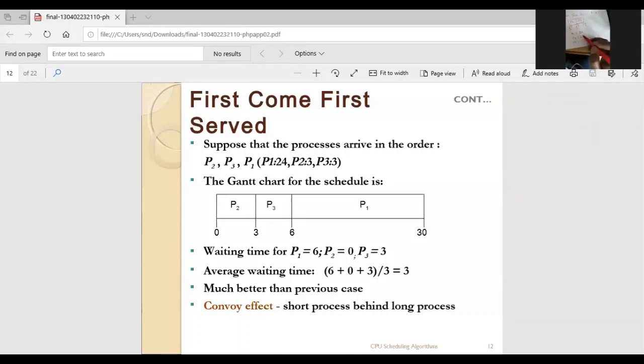So how much is it? 24 plus 27 plus 30. 81 divided by 3. 81 divided by 3, how much? 27, no? 27 milliseconds is your average turnaround time. So it is 24 plus 27 plus 30, so it is 81 divided by 3. It is 27 milliseconds. So this is called the average turnaround time for your processes. And our turnaround time for P1 is 24, P2 is 27, and P3 is 30 milliseconds. Okay. Got it? Yes, sir.